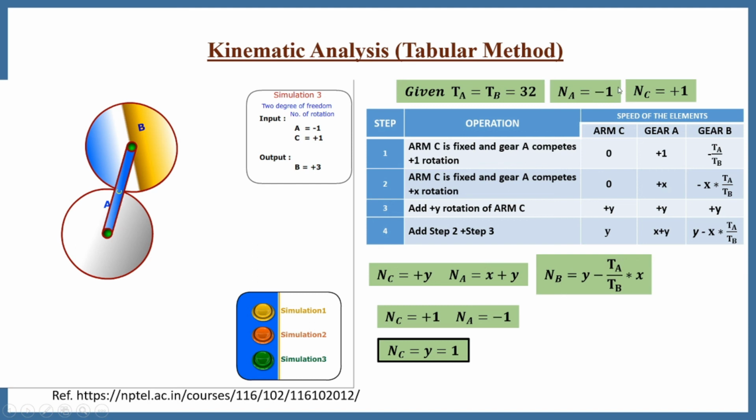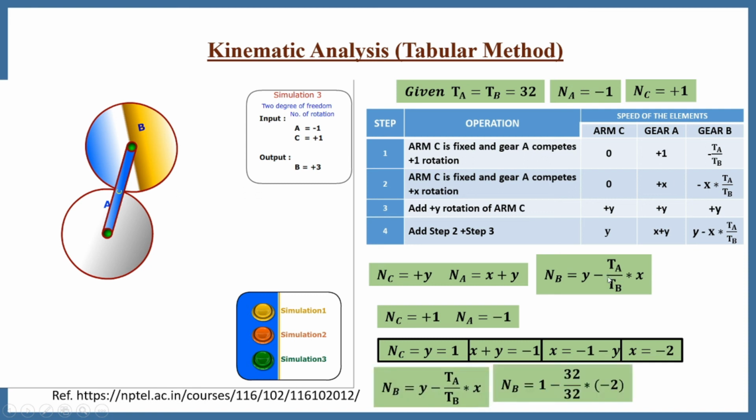Again the second condition, NA is equal to minus 1. That means X plus Y is equal to minus 1. That means X is equal to minus 1 minus Y. Again Y is equal to 1, that means X is equal to minus 2. If you put these values, Y is equal to 1, X is equal to minus 2, and TA and TB are known to us.